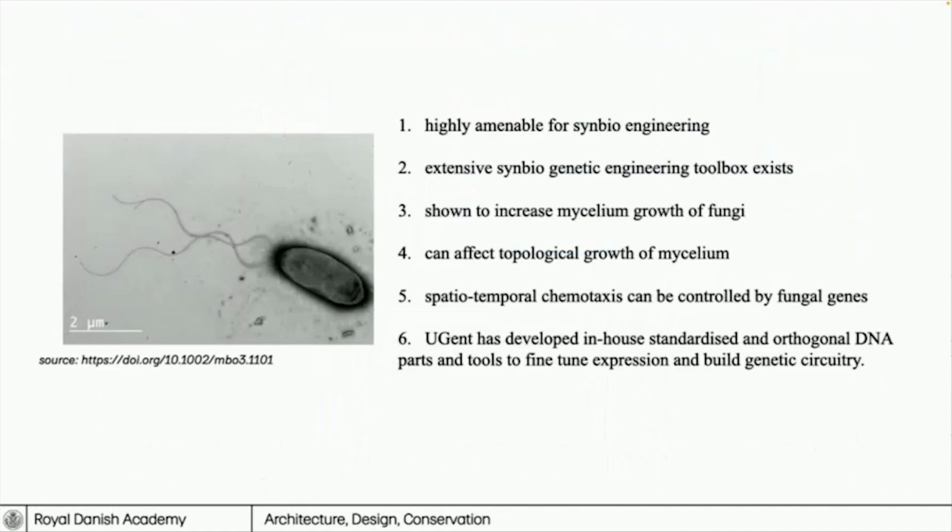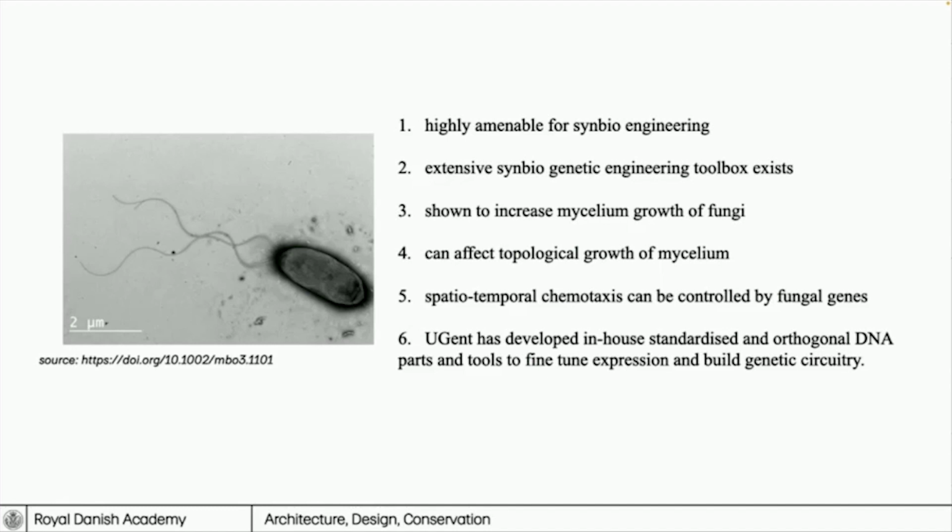And then the motivation for working with a bacterial partner is that they're highly amenable to synthetic biology engineering, as we saw from Tom's presentation yesterday. There are extensive engineering toolboxes existing. The thing that I find very interesting here is that the introduction of particular bacterial species can start to affect the topological growth of mycelium. And so this becomes, for me, the common thread through all the projects, because the focus through textile logics is less about geometry and much more about topology.